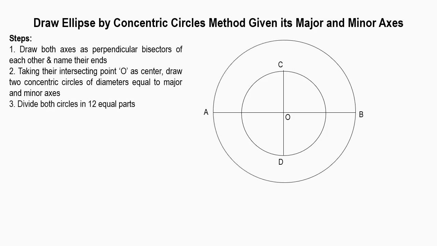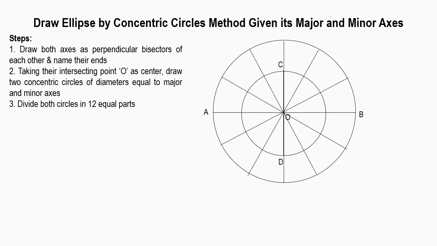After this, divide both these circles in 12 equal parts. I am dividing here in 12 parts. You can divide in 8 parts also if you want, but preferably divide into 12 parts. By dividing into 12 parts, we will get more number of points, and when we have to draw the ellipse by a smooth curve, more number of points will be useful for us.